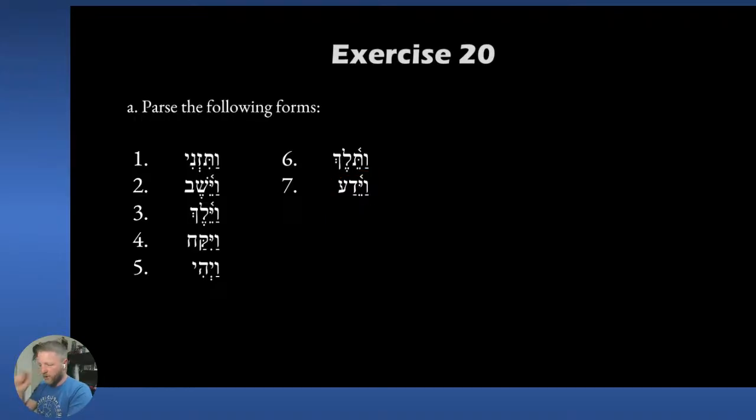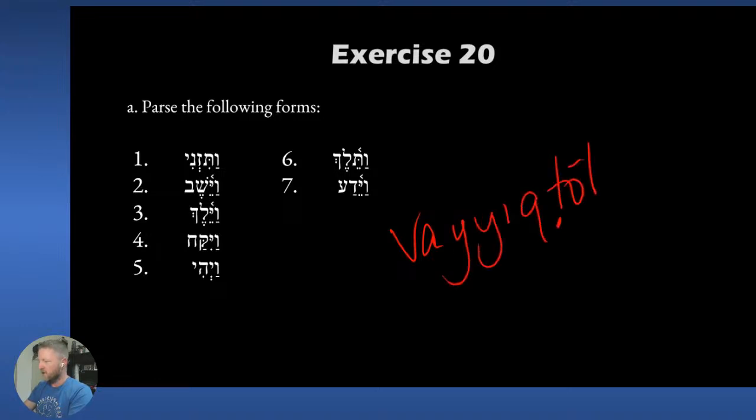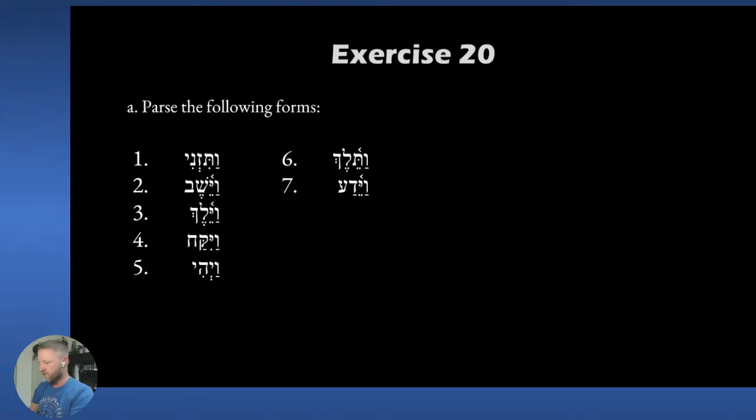Once you get used to the yiktol, specifically the vayiktol, you can easily read Hebrew narrative because this joins narrative together. That's what it's built on.